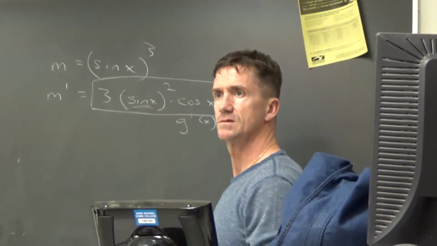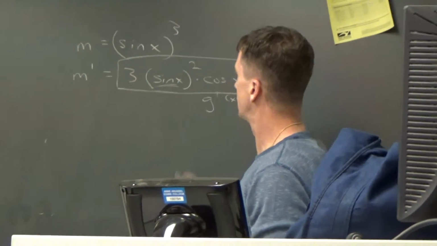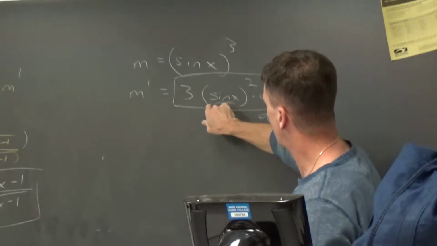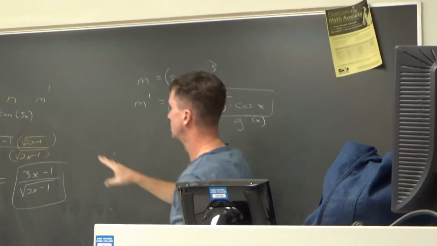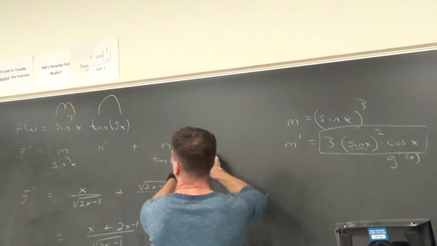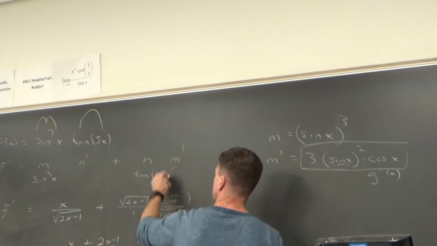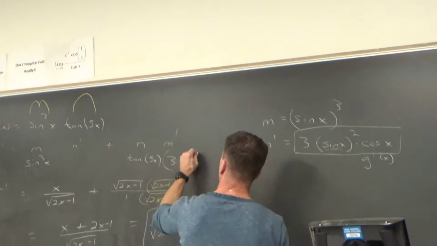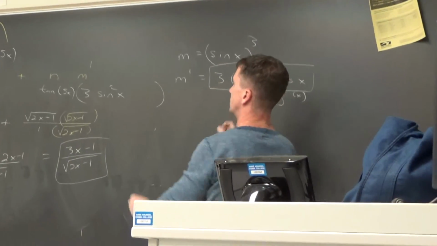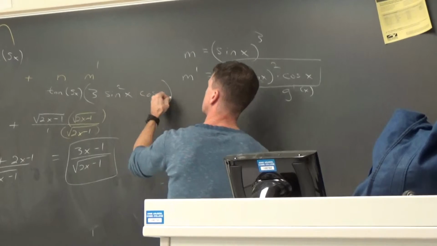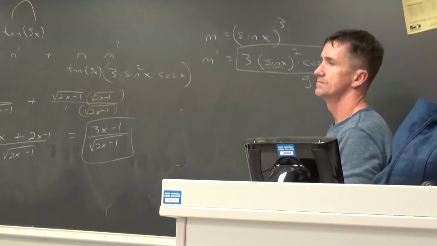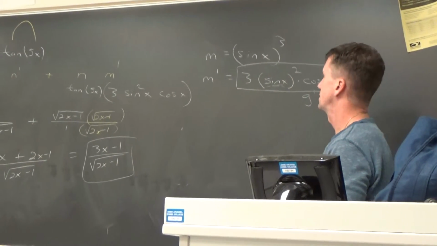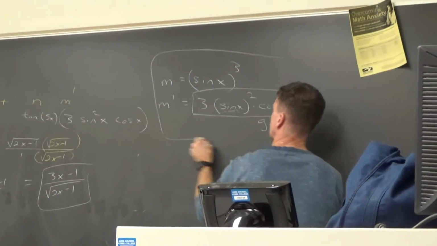Is everyone okay with that? That's chain rule. 3 sine x to the second, multiply by the derivative of sine x, which is cosine x. So that all goes on m prime over here. I'll put a big parentheses and just go 3 sine squared x, you know that's an easy way to write that, times cosine x. Okay, we took care of all that.